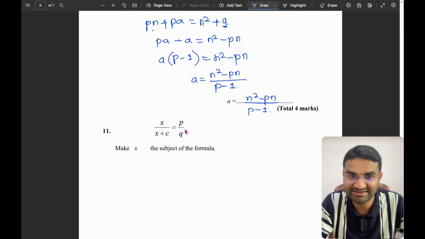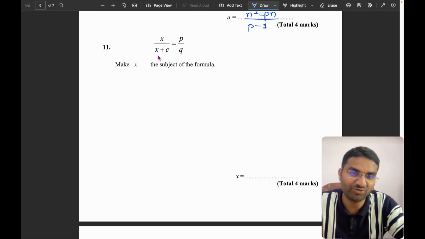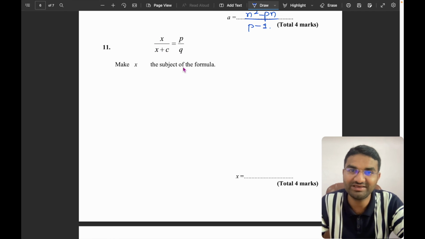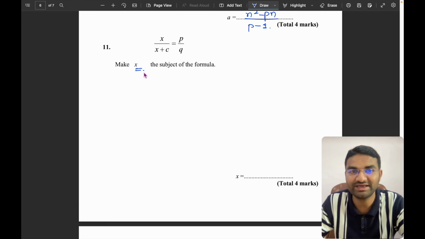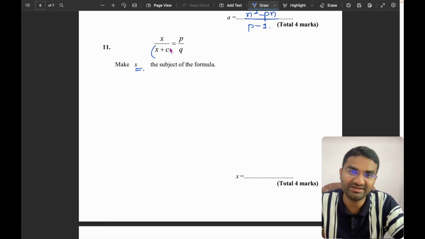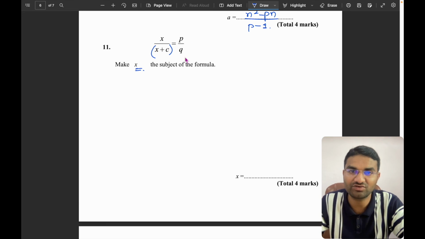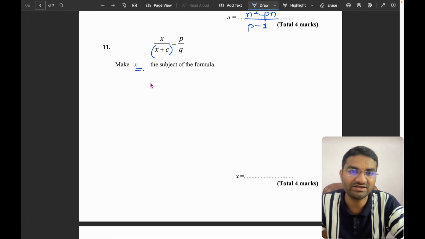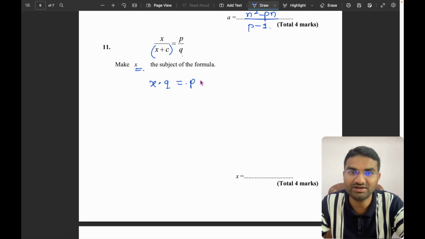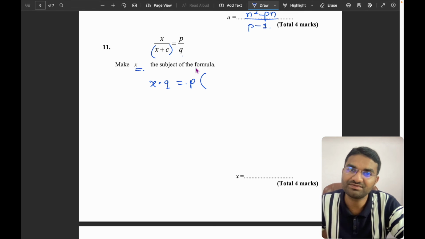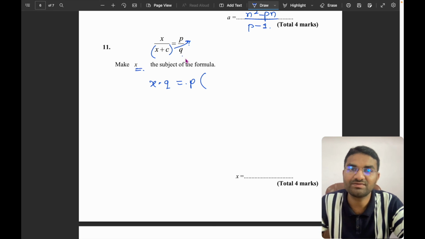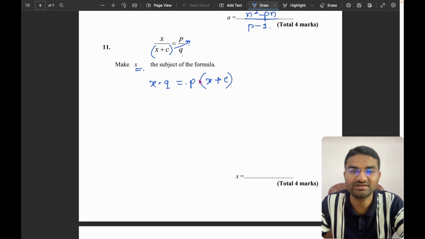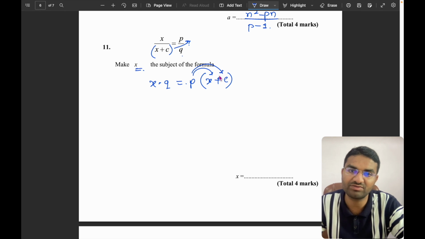Then next, here x upon x plus c is equal to p over q. So you have to make x the subject. So firstly transfer this x plus c to the right hand side, q to the left hand side. So x times q is equal to p times x plus c, then multiply this p in the bracket.